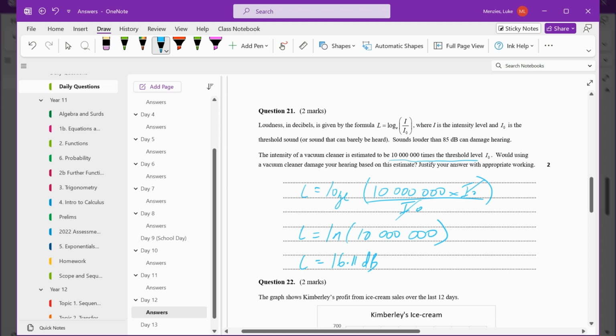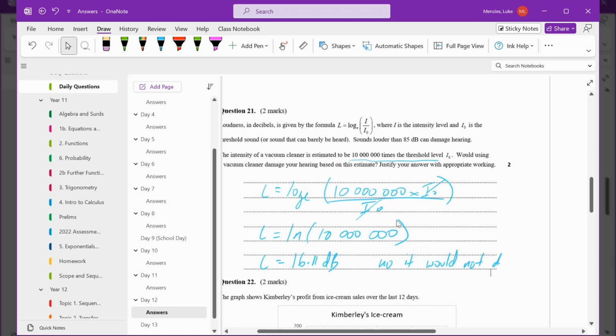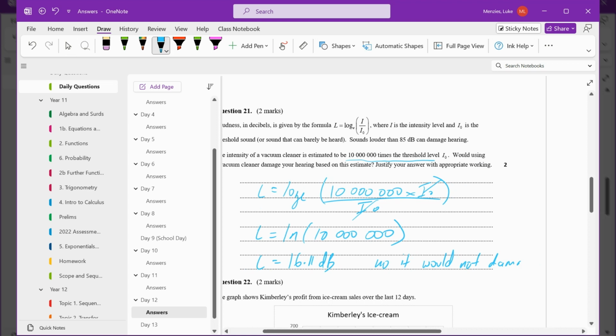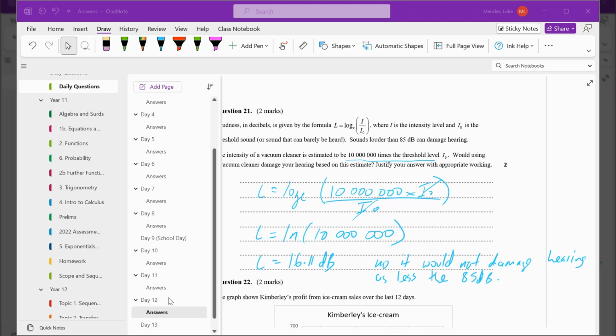You have to give some sort of statement. No, it would not damage hearing, as it is less than the 85 decibels. All right, so that's part one. Yeah, that's part one done there.